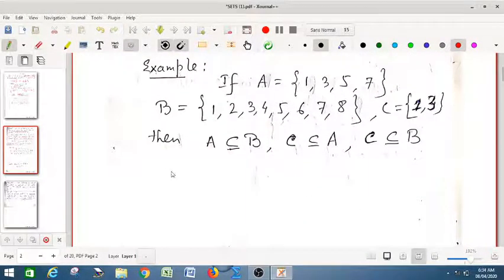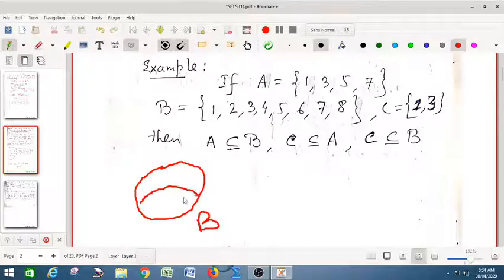So I am talking about, suppose this is B and this is your A. So here we see that A is contained in B, or B contains A, or A is a part of B. So that is why we use this term, A is a subset of B.